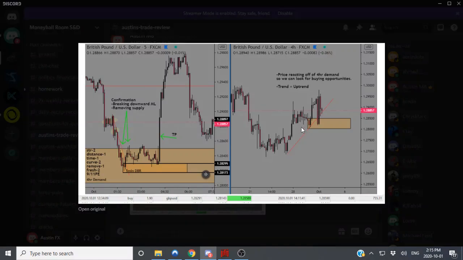I saw price coming into my higher time frame demand zone. Here it was a 4 hour uptrend. Price came back down into this area of demand here. So that's telling me in my brain, price is coming back down into an area of higher time frame demand zone. That's telling me I want to be a buyer.